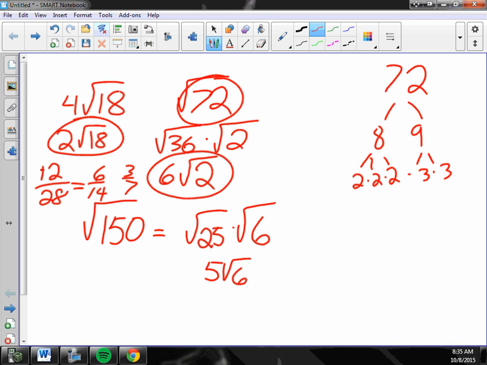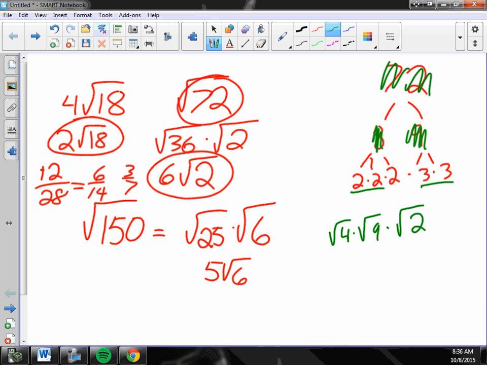Now, if a number factored, we can ignore it. So we have developed the prime factors, and for every pair of prime factors, we have a perfect square, right? These multiplied together make 4, 2 times 2. These multiplied together make 9, 3 times 3. So it's kind of like saying the square root of 4 times the square root of 9 times the square root of 2. Does that make sense?